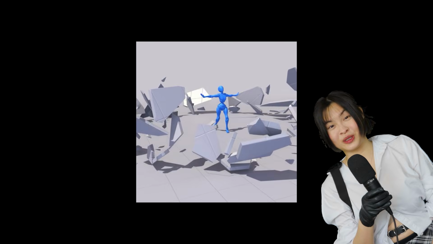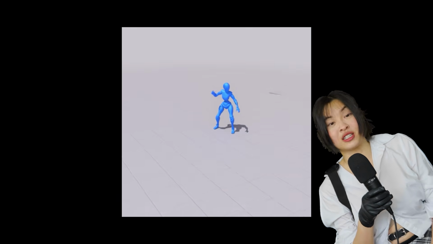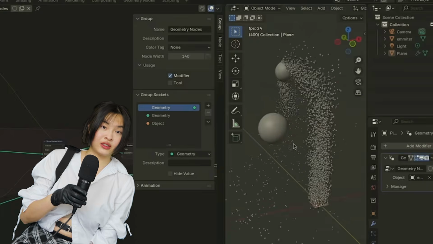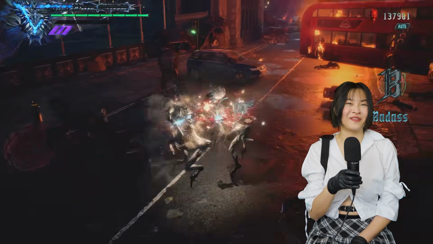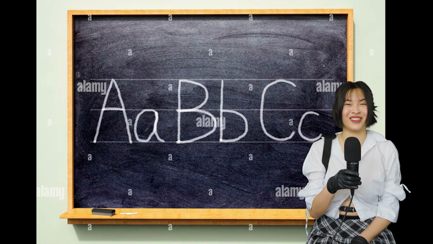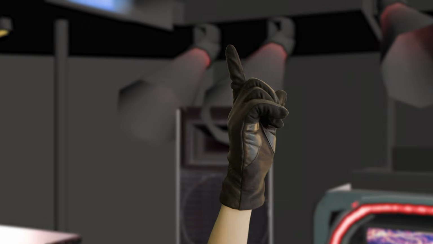Essentially, VAT is a super cool technique for animating things, especially fluids, cloths, particles, and deformation. All you need to understand VAT, though, is to have at some point in your life experienced a grade 6 math class and to know your ABCs. A, B, C, D, E. This party's getting crazy. Let's rock.